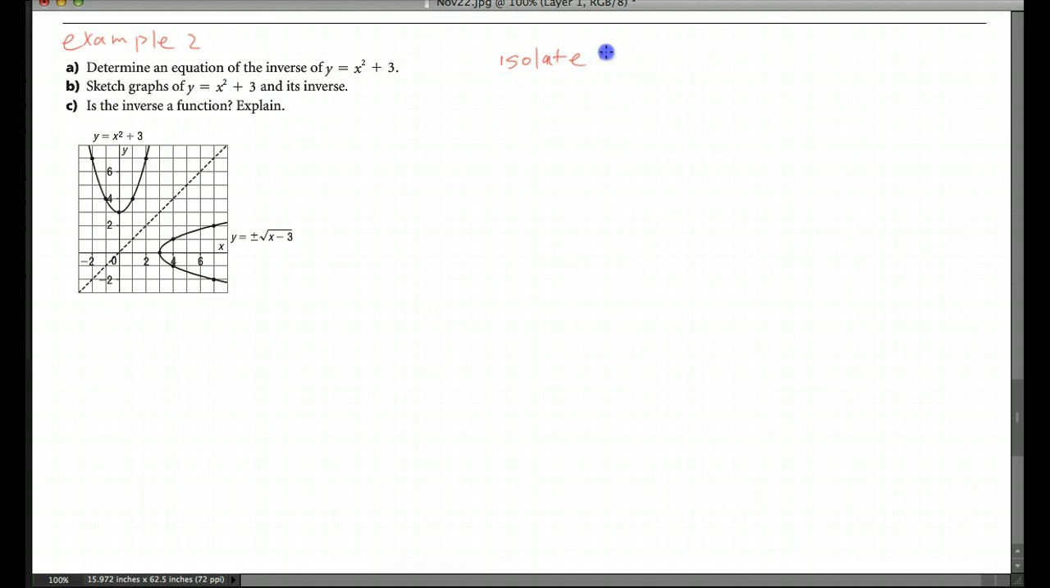To isolate x, you can subtract 3 on both sides. So you get y minus 3 equals x squared. And then you take square roots on both sides. So you should get x, you just switch the two sides, equals plus minus the square root of y minus 3. Okay, so that's the first step.